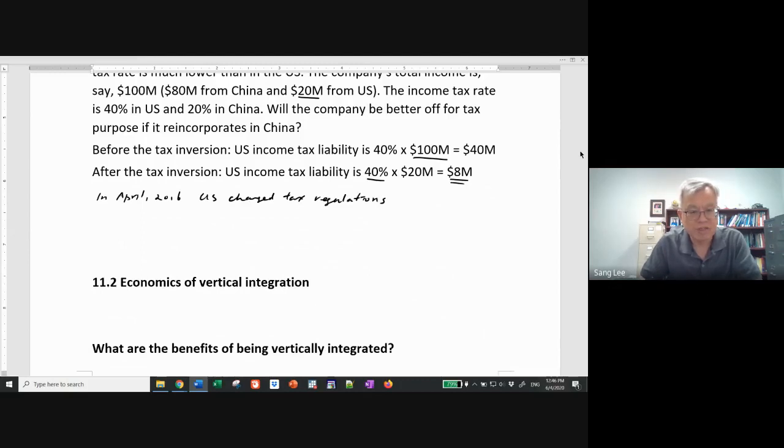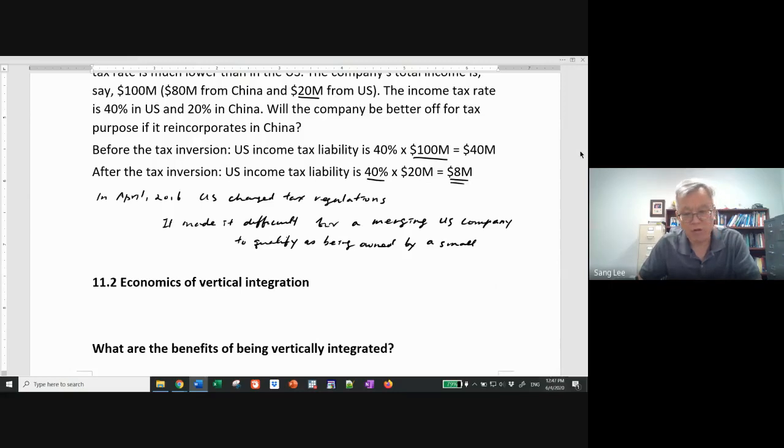And so simply, it made it difficult for a merging U.S. company to qualify as being owned by a small foreign company.